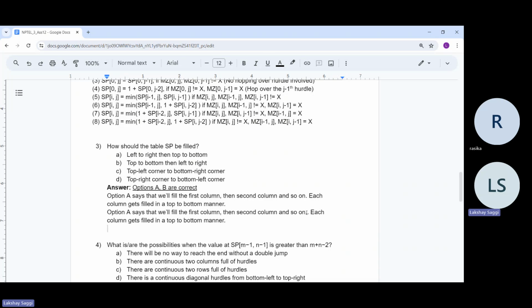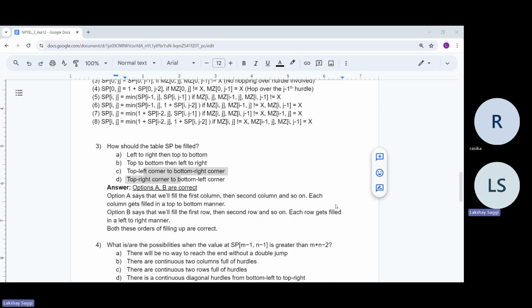Similarly, option B actually says that we'll fill the first row, then second row, and so on. And each row gets filled in a left to right manner. Both these orders of filling up are correct. So yeah, that's why options A and B are correct. So these don't make much sense because we can't fill up diagonally.